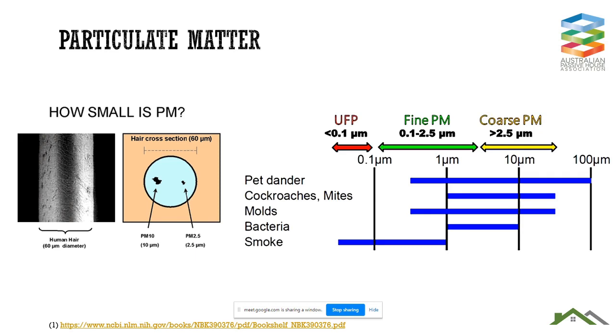Generally speaking, we talk of stuff above about 2.5 microns as fairly coarse. This is getting into the dust and the pollens. Then we've got the fine particulate matter below 2.5 microns down to perhaps around 0.1. And then the ultra-fine particulate matter is the really tiny stuff, less than about 0.1 micron. And where this matters is in understanding what smoke really is and how it can get into our buildings.